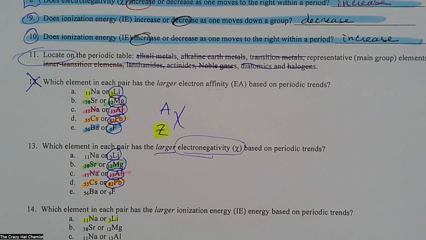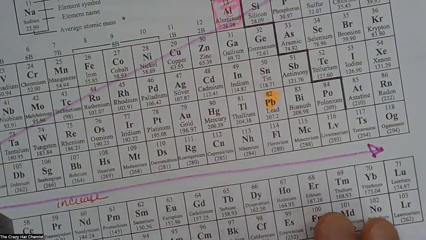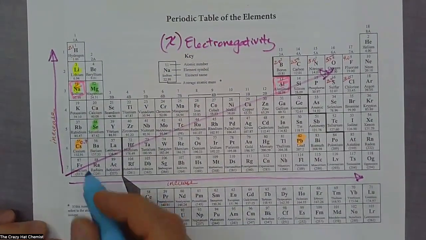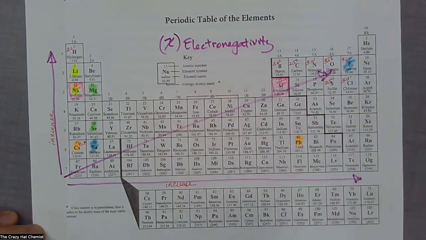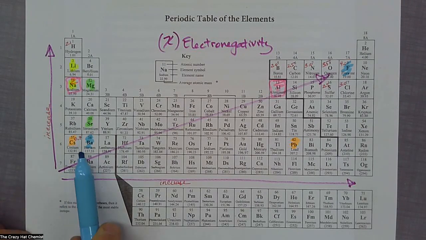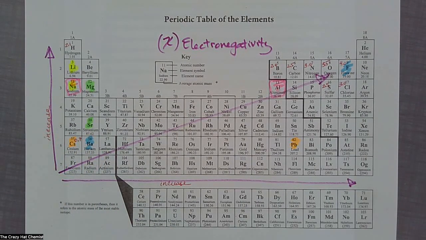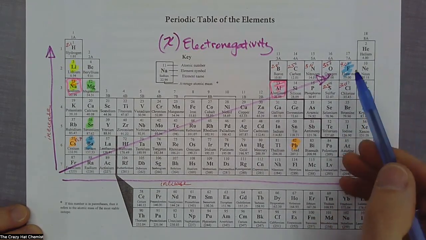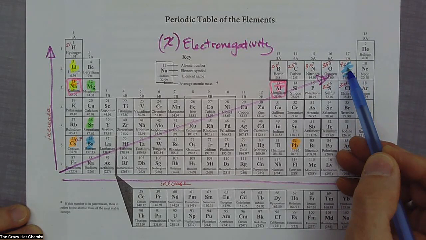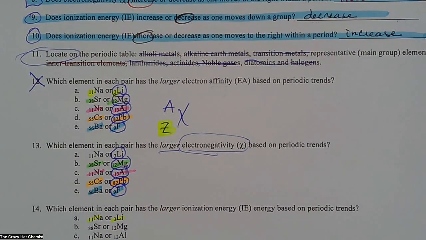All right, then the final one of this grouping here is barium or fluorine. That's number 56 or number 9. Which one has the greater electronegativity? Well, barium is lower and more to the left, and fluorine is higher and more to the right. So fluorine will have the greatest electronegativity. In fact, fluorine is the largest in electronegativity of any of the elements on the periodic table. So we're going to label that as that one right there. Perfect. So now we've got all those answered.